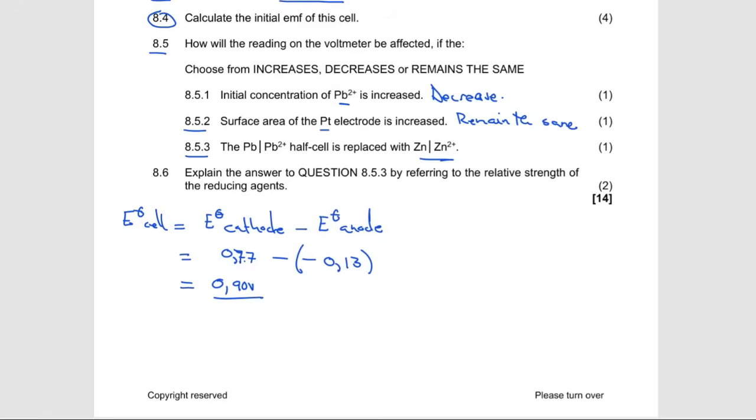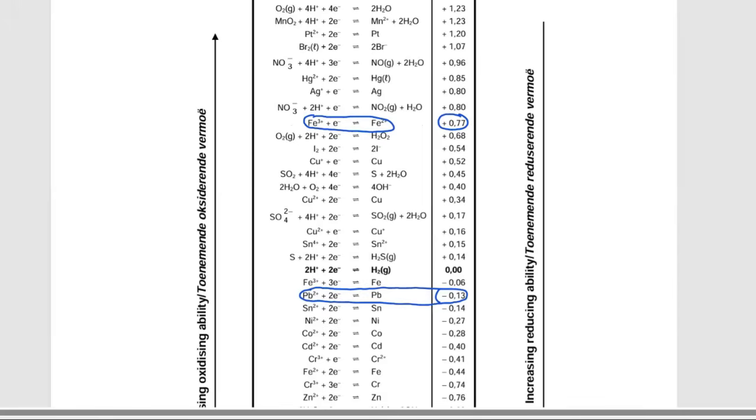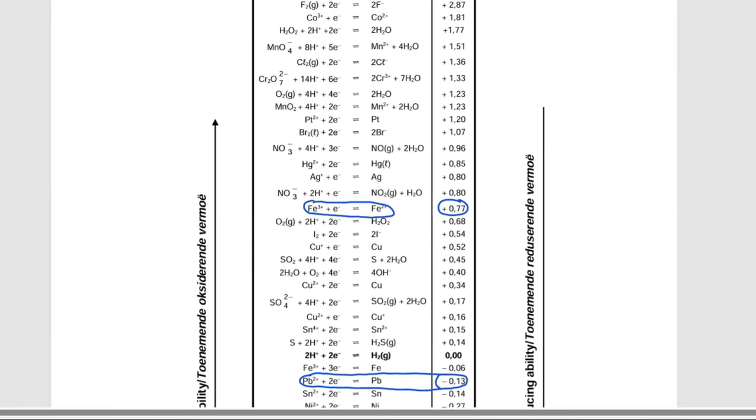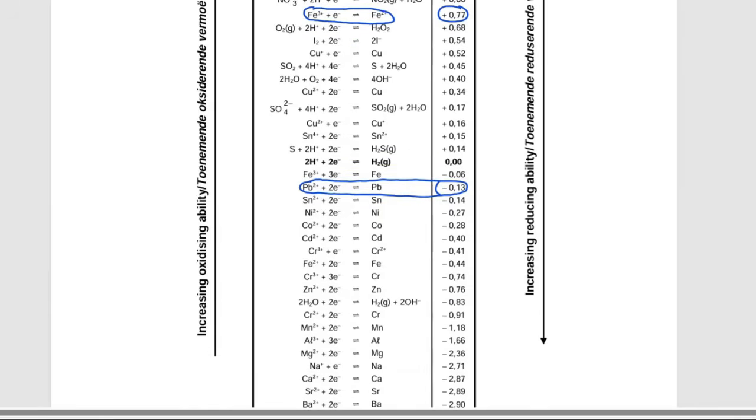zinc there. Then explain the answer to question 8.5.3 by referring to the relative strength of the reducing agents, right? So to explain this one, I'm going to say zinc and what is stronger? So we're replacing it with zinc, so I'm going to have zinc and Pb there. Let's look at our zinc, Zn. So then to conclude this one, they were going to look at the oxidizing agent or reducing agent, right?